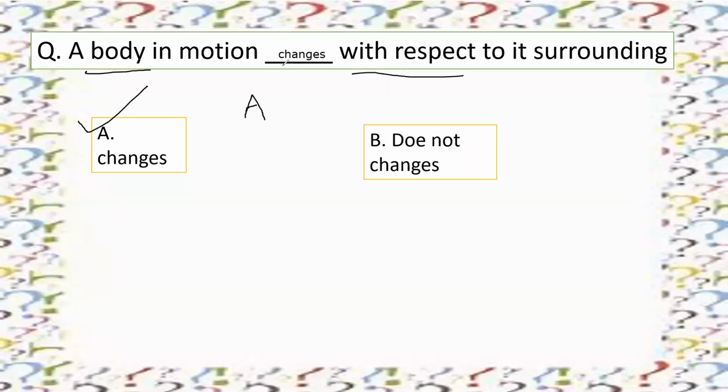A body in motion changes with respect to its surroundings. Okay, how is it not the answer B? Because if in motion, what we thought about position, body in motion... okay, there's a mistake in the question. A body in motion changes its position. Here, its position also comes over. This is our mistake. We are really sorry for this.